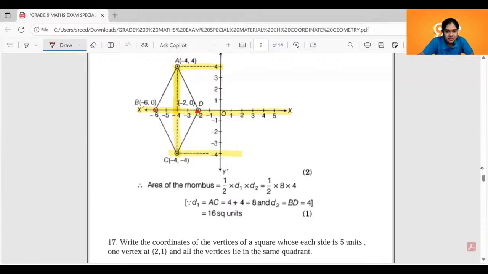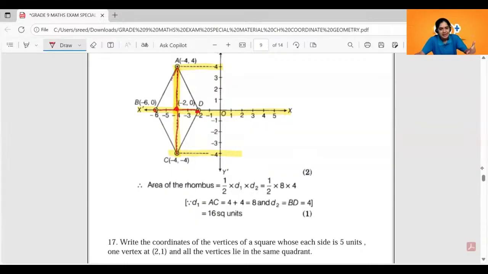When you observe the figure itself, you can see that it's equidistant from the center. This is the center. It's 4, 2 units to this side, 2 units to this side. From here to here, it's 4 units. From here to here also, it's 4 units, right? And joining that, we are getting a rhombus, correct?